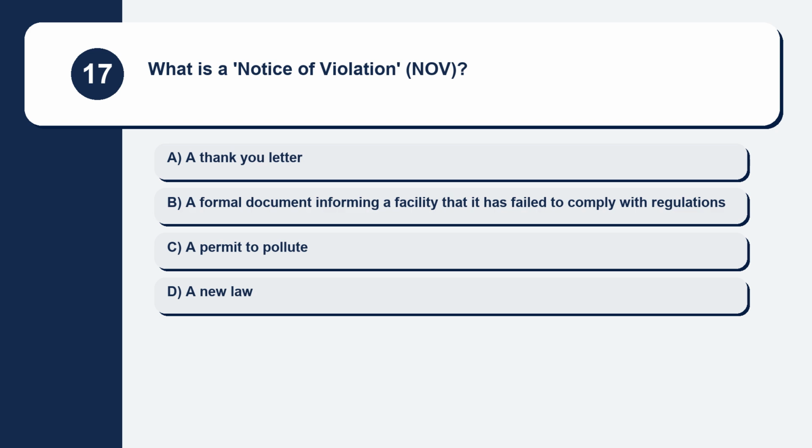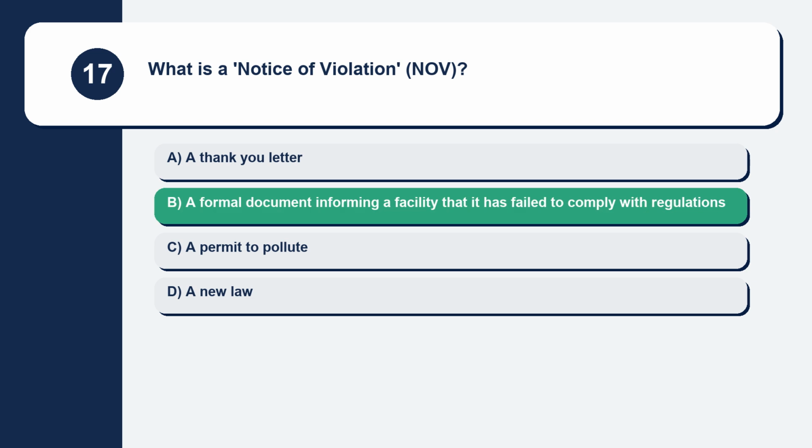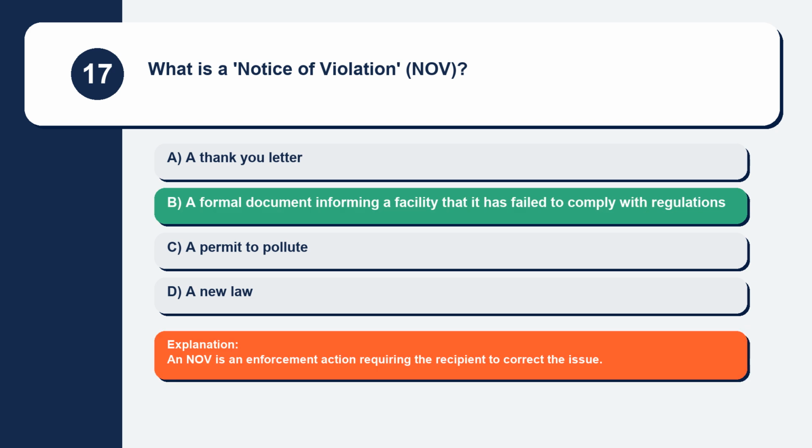Question 17. What is a notice of violation, NOV? A thank you letter. A formal document informing a facility that it has failed to comply with regulations. A permit to pollute. A new law. An NOV is an enforcement action requiring the recipient to correct the issue.